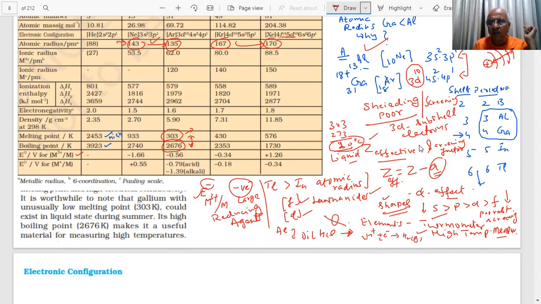So who will give the electrons? Aluminium, because it is minus 1.66. And as you see here, it is becoming positive, less negative. These are reducing agents, but aluminium is the best reducing agent, as you can see among all these, students.